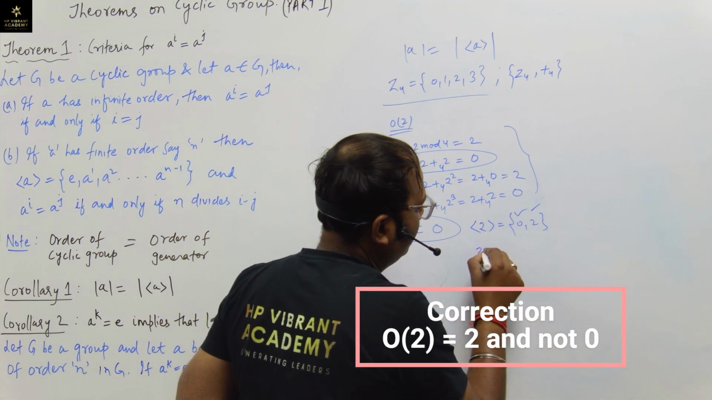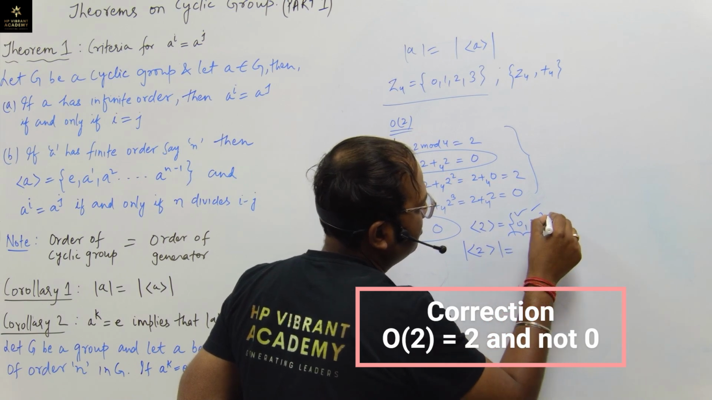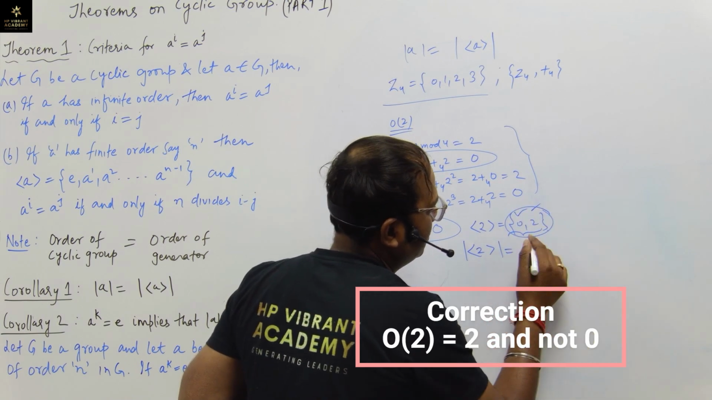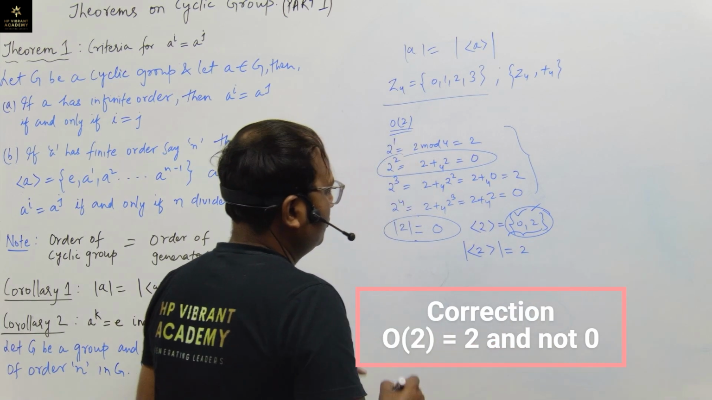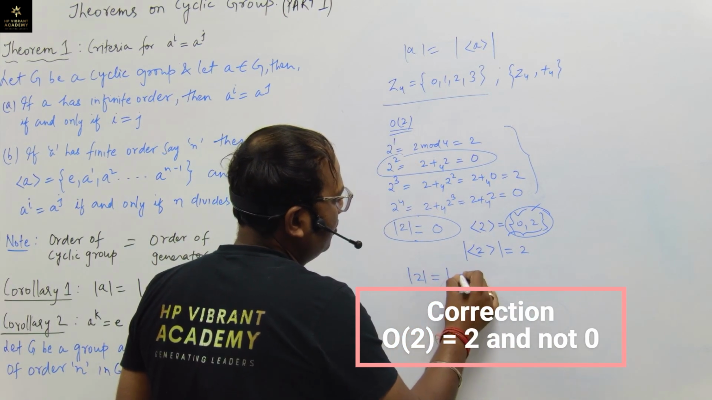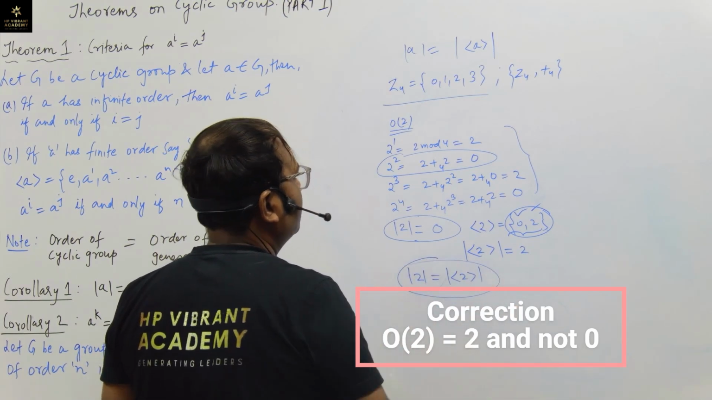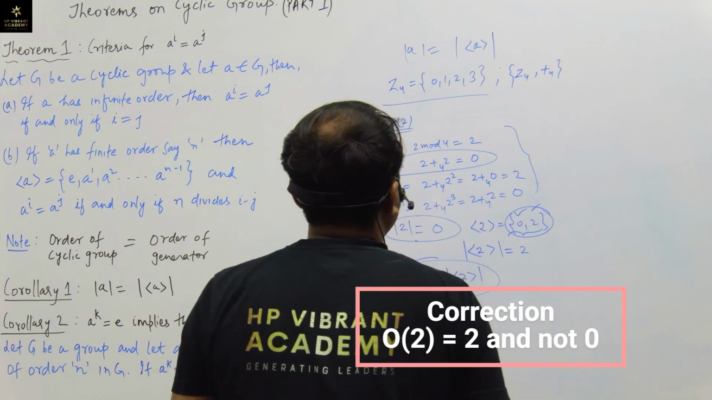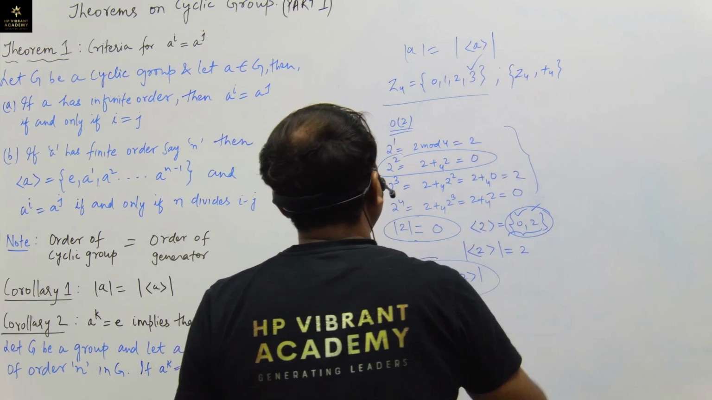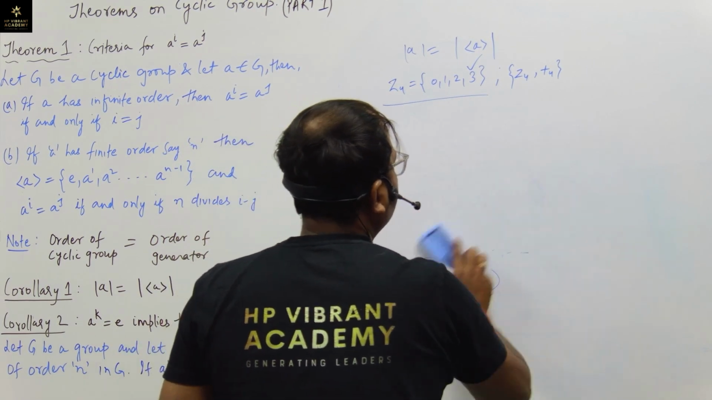So the order of the group generated by 2 will be the number of elements. So the number of elements in this particular set is 2. So this means the order of element 2 is equal to the order of the group generated by 2. Okay, so this is basically this particular expression. So let us verify this with element 3. Let us find the order of element 3.